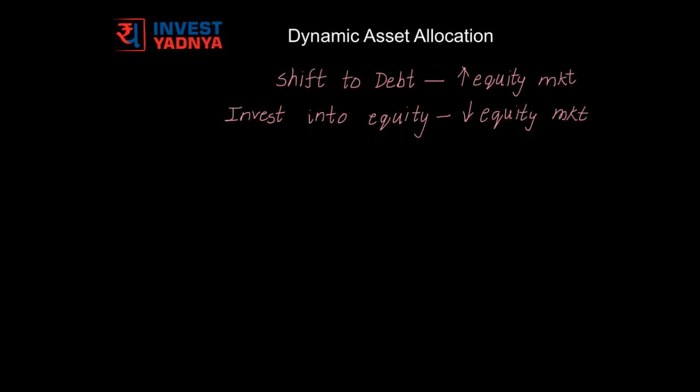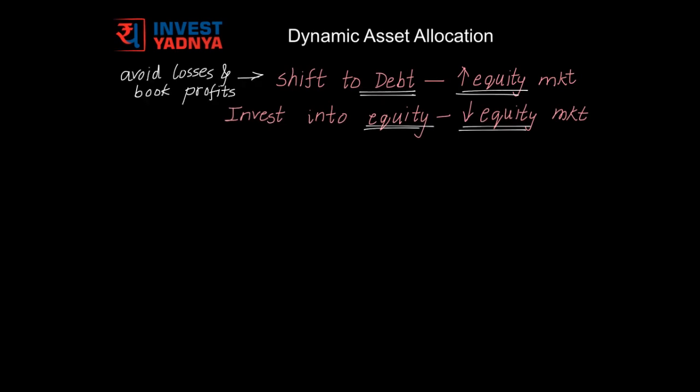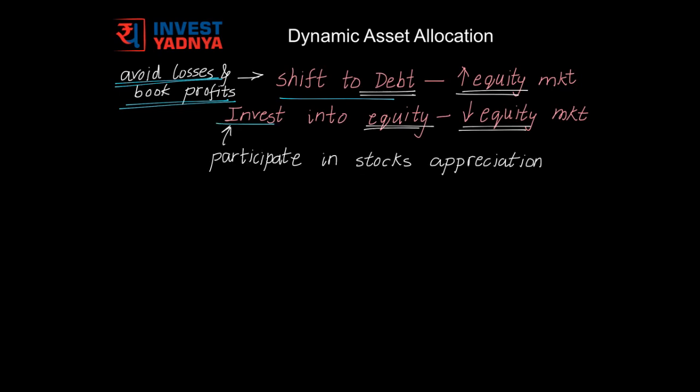It is usually advisable to shift your funds to debt when equity markets are rising and invest into equity when the equity markets are falling. Shifting to debt is done to book profits and avoid any losses in case the market sees correction after being overvalued. And investing into equities is done in a falling equity market to participate in the stock price appreciation when again the equity markets rise.